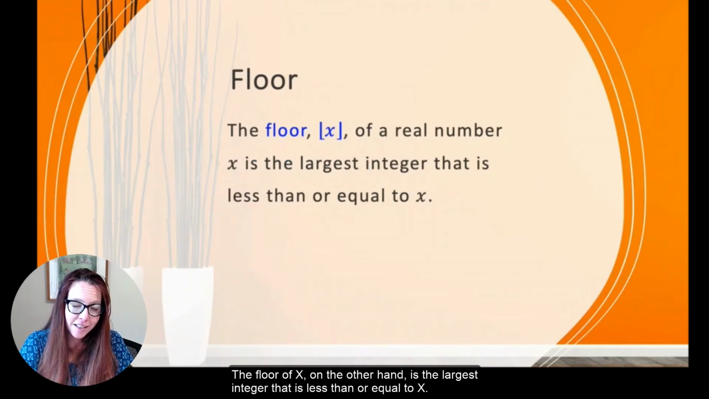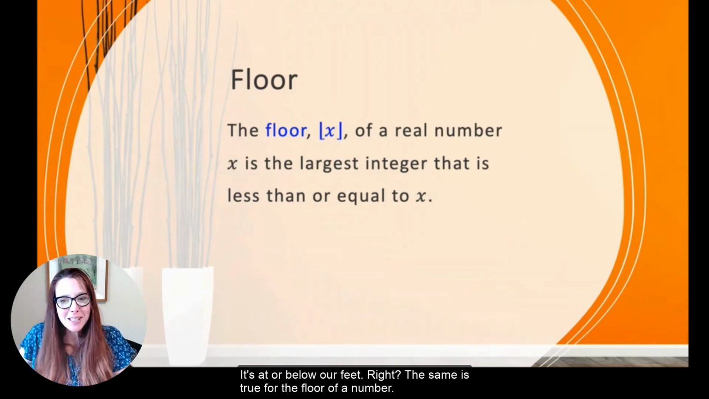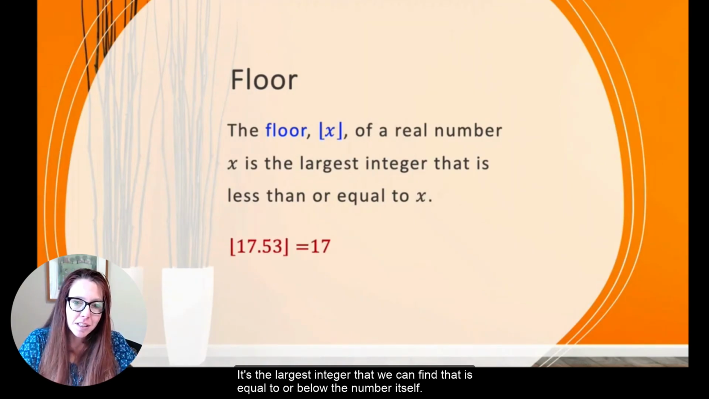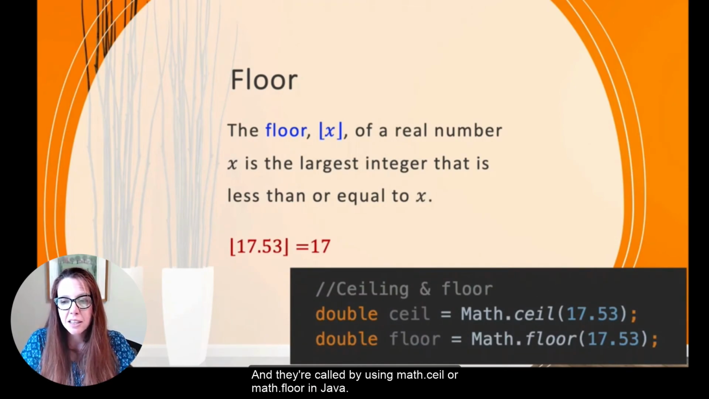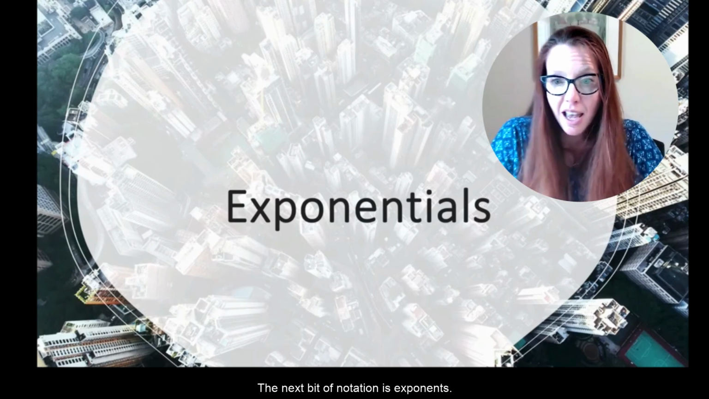The floor of x, on the other hand, is the largest integer that is less than or equal to x. So the floor is always below us. It's at or below our feet, right? And the same is true for the floor of a number. It's the largest integer that we can find that's still at least equal to or below the number itself. The math library also allows us to do ceiling and floor functions, and they're called by using math.ceil or math.floor in Java.